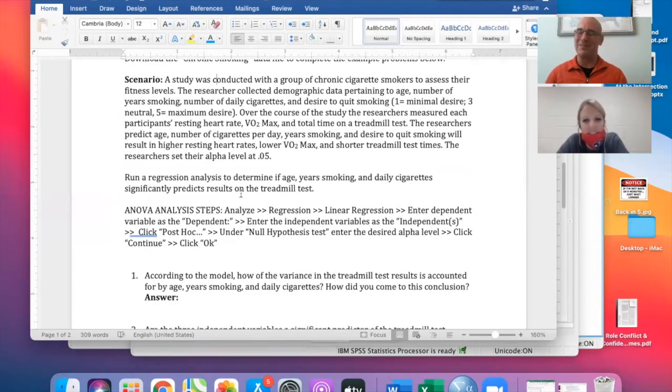Essentially we have 3 predictor variables. In the previous assignment, we had 1 predictor variable, still an independent variable, and 1 outcome variable. Here we have 3 independent variables. And you're right, age, years smoking, and daily cigarettes are going to predict how long they last on this treadmill test. Is that making sense, how this study is being set up? Do you have any questions about that, or is it pretty clear? No, that's pretty clear. Okay, cool.